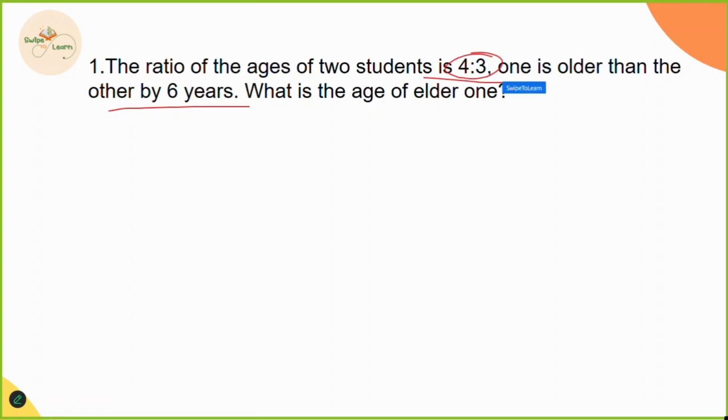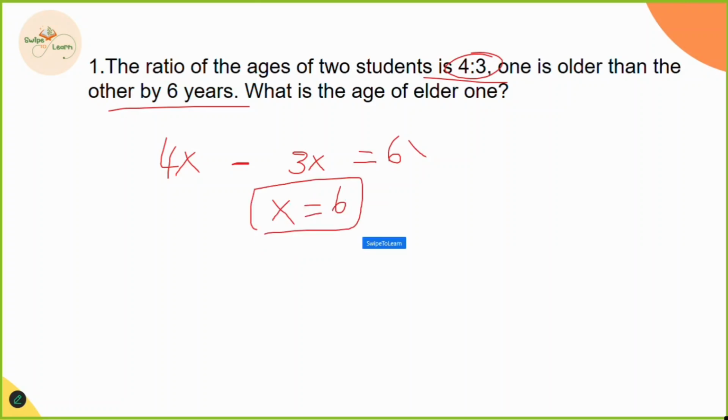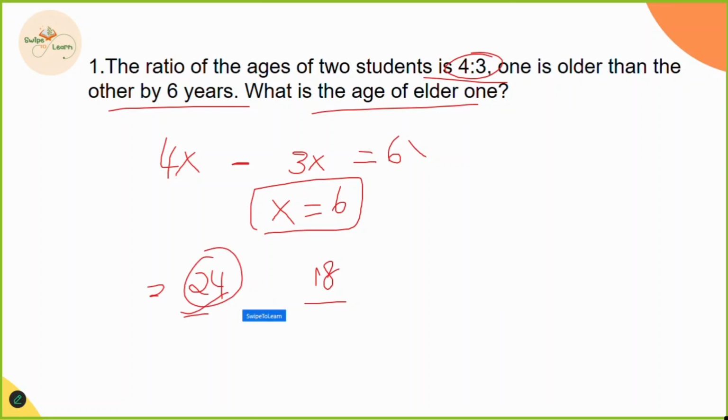Similarly, as these are ratios, we consider them with x values, 4x and 3x. The difference between our ages is 6, which means 4x minus 3x equals 6. So x equals 6. Based on the x value, we can easily find out the ages of the people. 4x gives us 24 and 3x gives us 18. Among 24 and 18, 24 is the elder one. They asked us to find the age of the elder one, right? So the age of the elder one is 24.